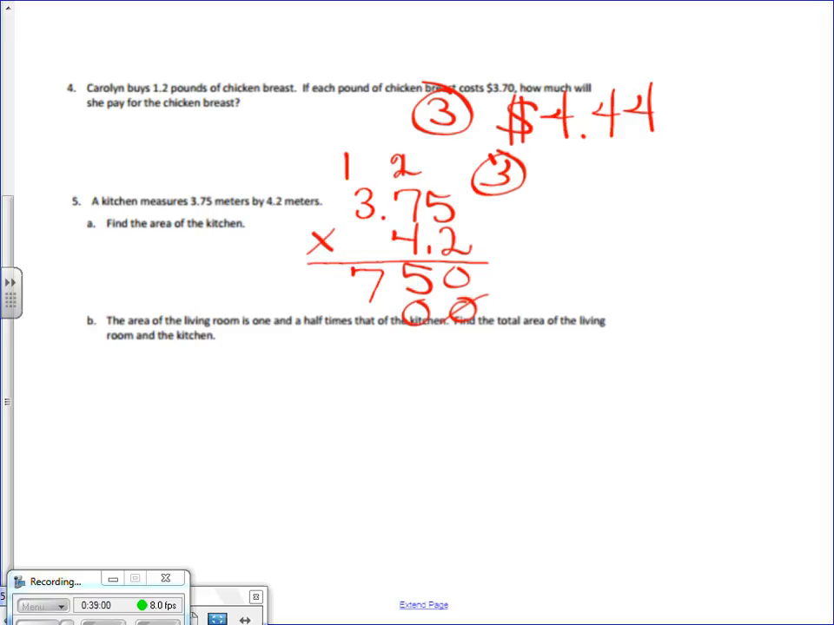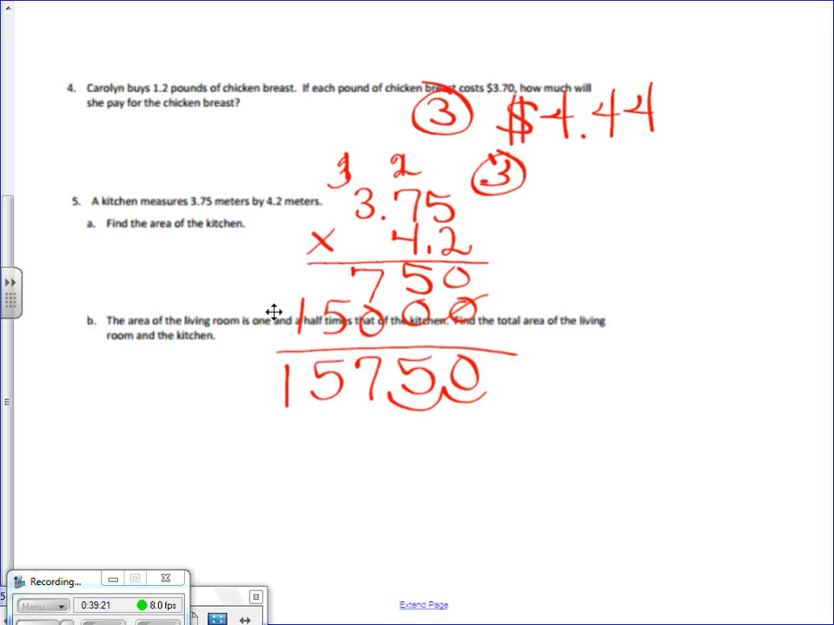So this is 28, that makes it 30. This is 15. 0, 5, 7, 15. That's a huge number! Oh my gosh, the area is humongous! No. Move your decimal 3 spots. 1, 2, 3. And then you can just take that 15 and 7/500 square meters. Can you just write meters?